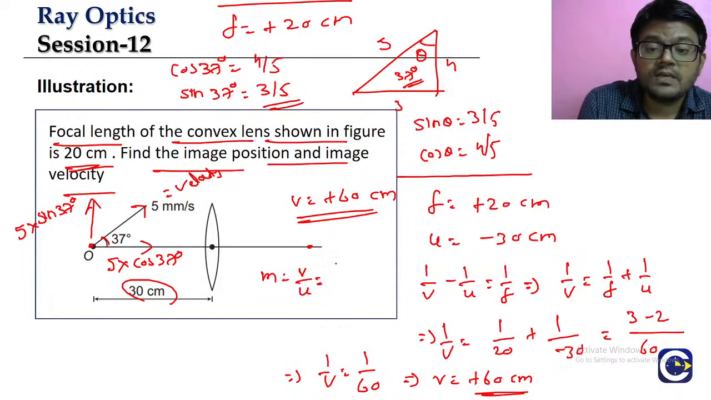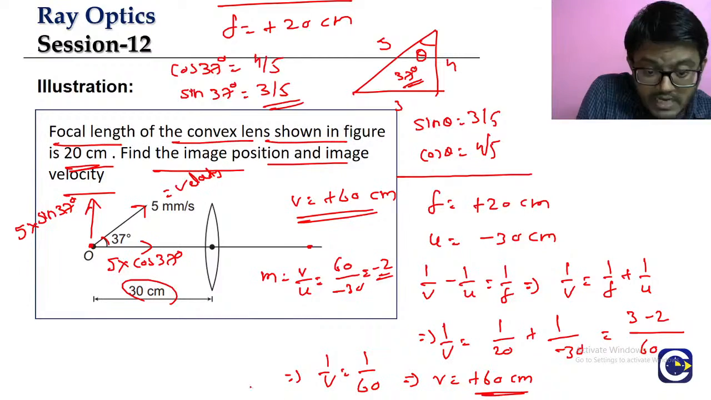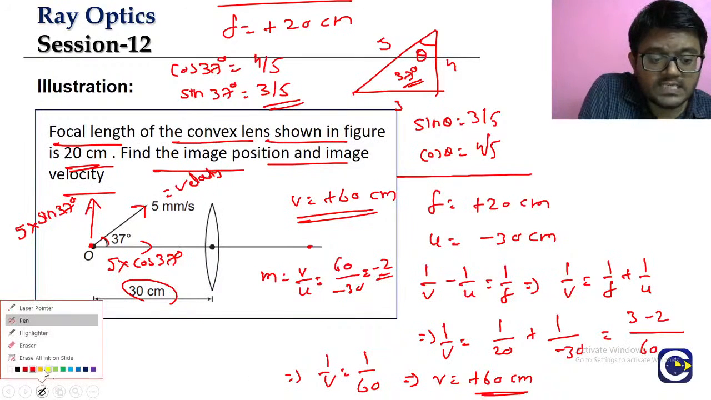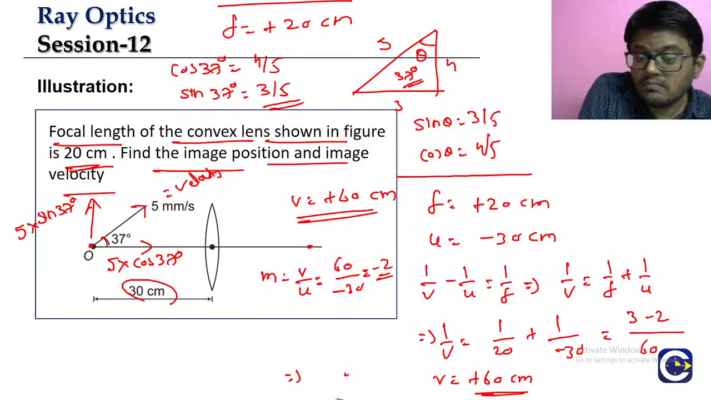V by u, which is 60 by minus 30. Which means the magnification factor is minus 2. What is the magnification factor? It is coming as minus 2. Okay, so we are done with the first part of the question.